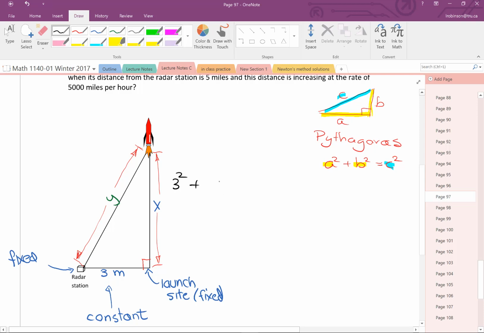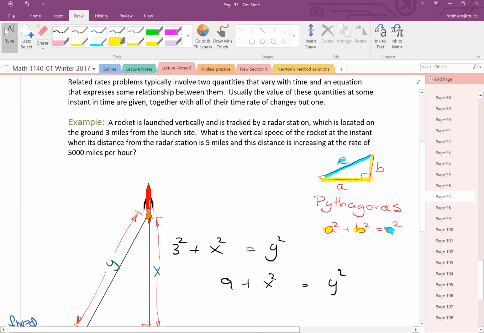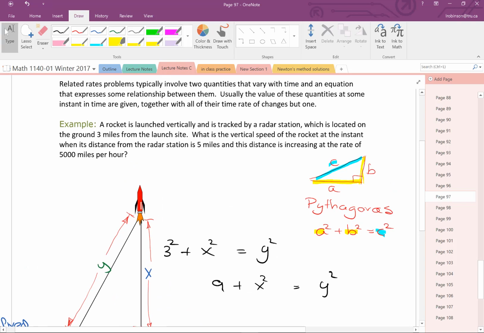Right. Or 9 plus x squared equals y squared. So once you have your equation, now if you look at the problem here, well, it gave us that 3 miles. That's that fixed thing. That's fixed, right?